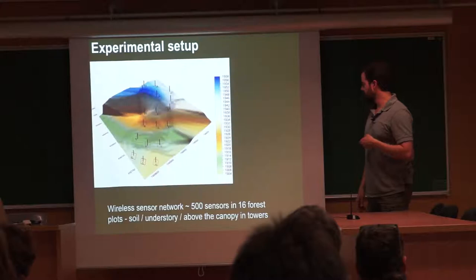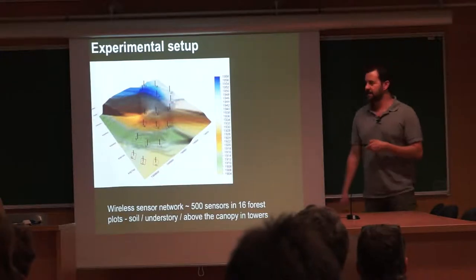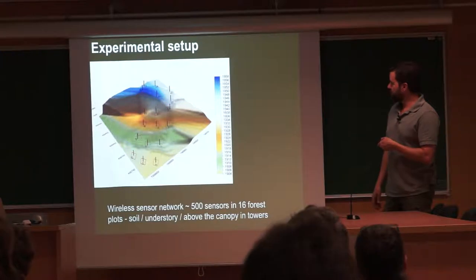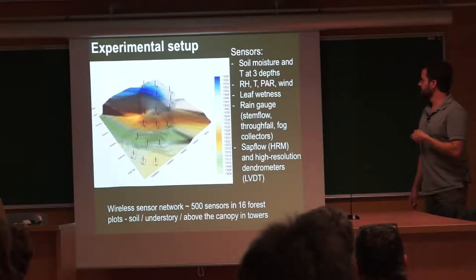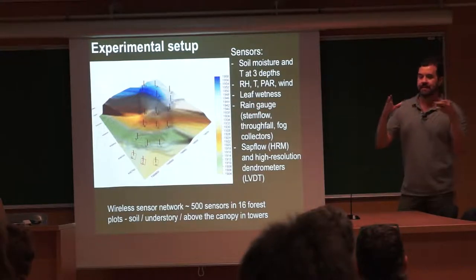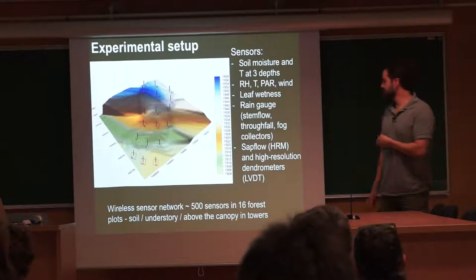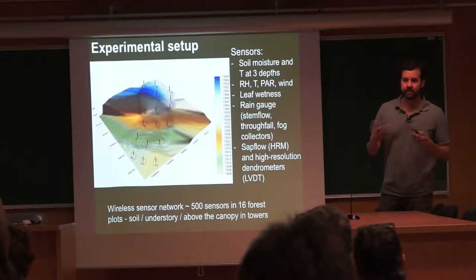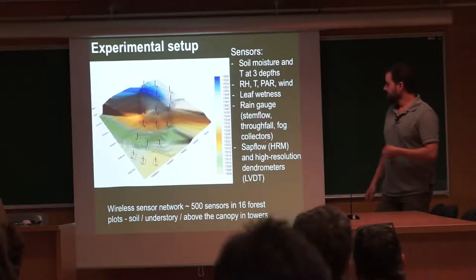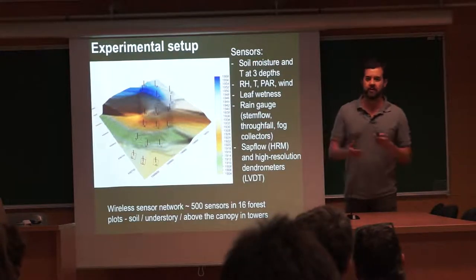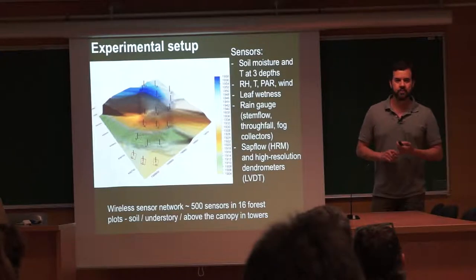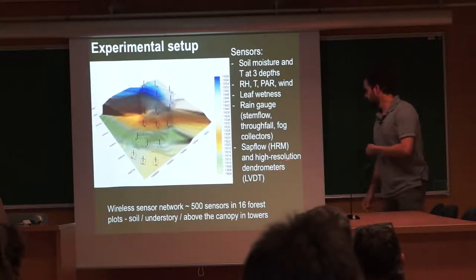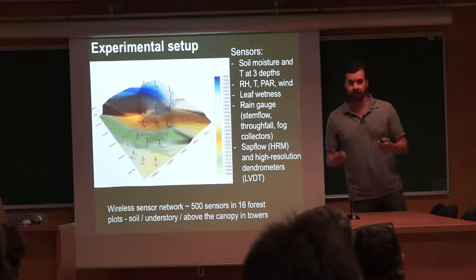In each plot, we also had a tower. So this is just to show the configuration of our sampling design. We had these 16 plots, and in each of these plots we had a tower, and with the tower we had all the sensors. It's basically relative humidity, temperature, radiation, wind speed, leaf wetness, rain gauges, and also a lot of sensors to monitor the occurrence of fog. So those are fog collectors that we built. Soil moisture as well, and also some vegetation sensors to actually monitor the performance of the species. So basically, sap flow to measure water use, and high resolution dendrometers to basically measure growth of these plants.